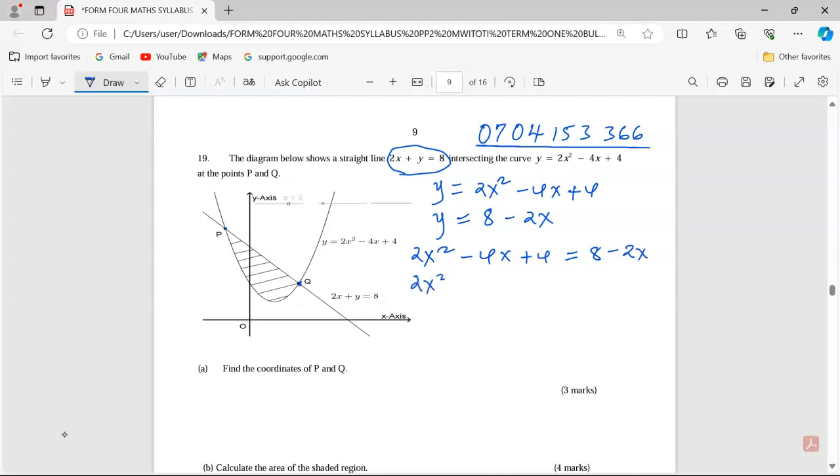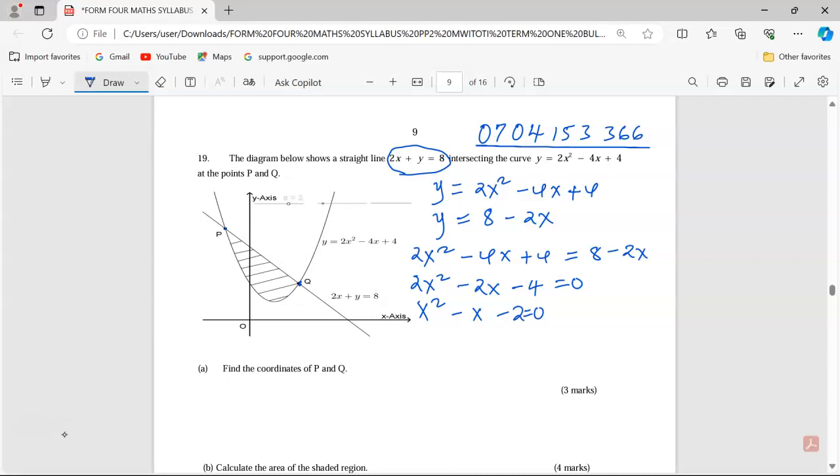We have 2x squared minus 2x, because negative 4x plus 2x when grouping like terms will be negative 2x. Then we have positive 4 minus 8, which makes it negative 4, equals 0. 2 is common, so we have x squared minus x minus 2 equals 0.